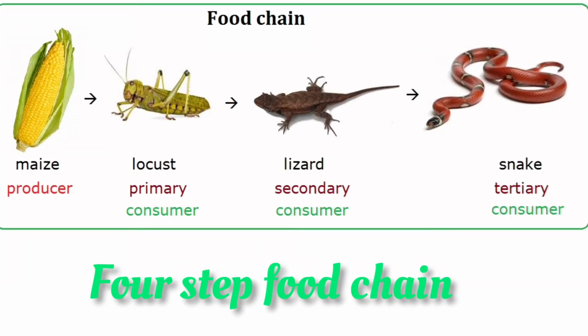In a 4-step food chain, it will start with the producer, that is grass. Then it will go further to the primary consumer, maybe an insect, that is a herbivore. Then this herbivore, the primary consumer insect, will be eaten by the secondary consumer, that will be a frog, a carnivorous animal. And then it will be eaten further by a tertiary consumer, which may be a snake or a hawk.